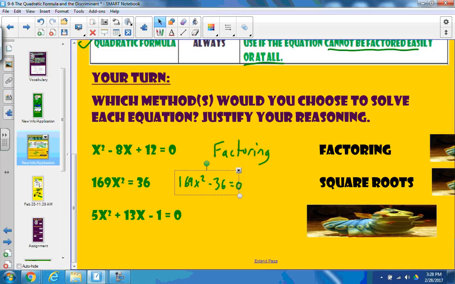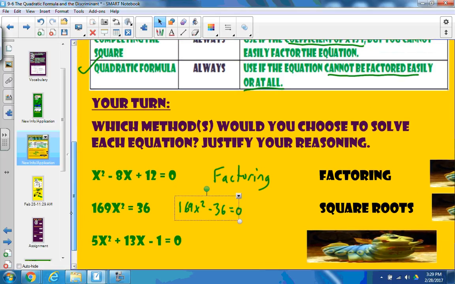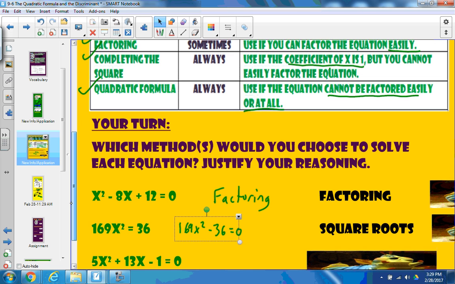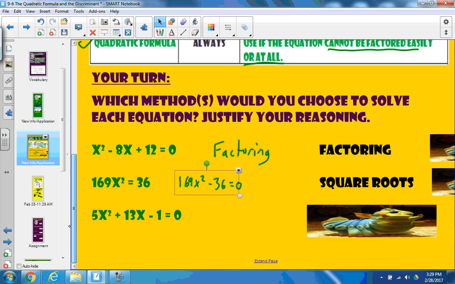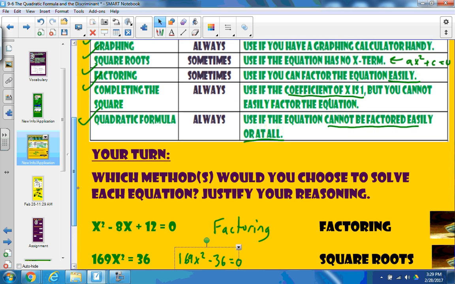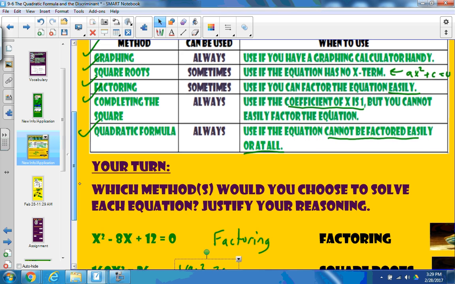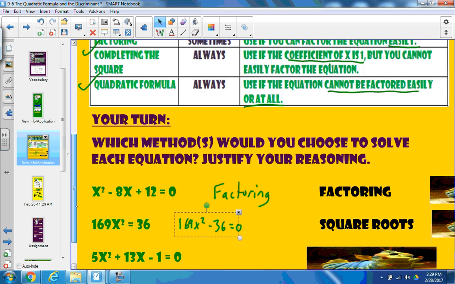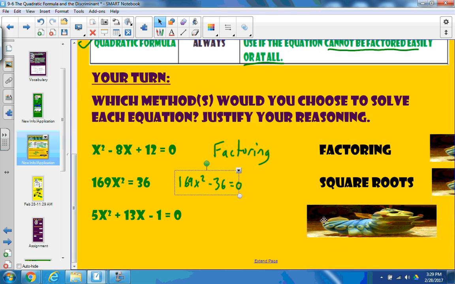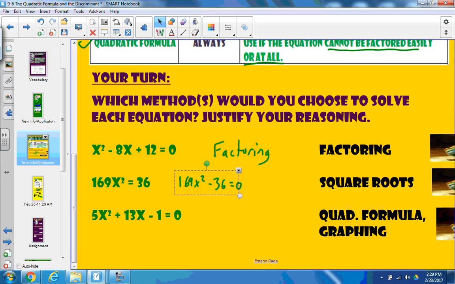And the last one, 5x squared plus 13x minus 1 equals 0. I would not use completing the square, because there's a coefficient in front. You could probably factor it, but it might not be the easiest. I would say factoring would be a way to do it, or the quadratic formula for this one as well. Those would be my top ones. Oh, and graphing, I guess, if you have a graphing calculator.